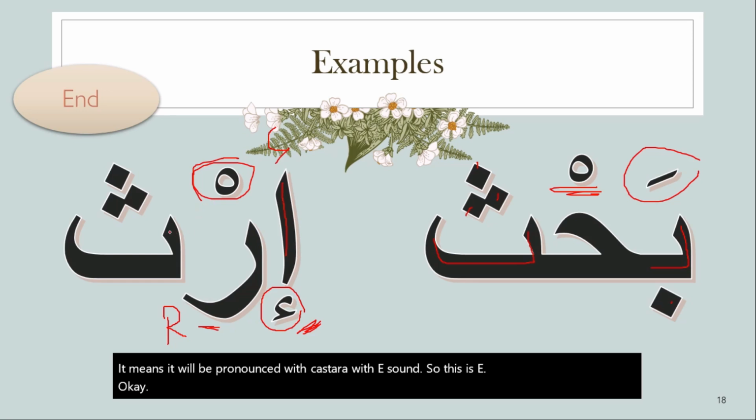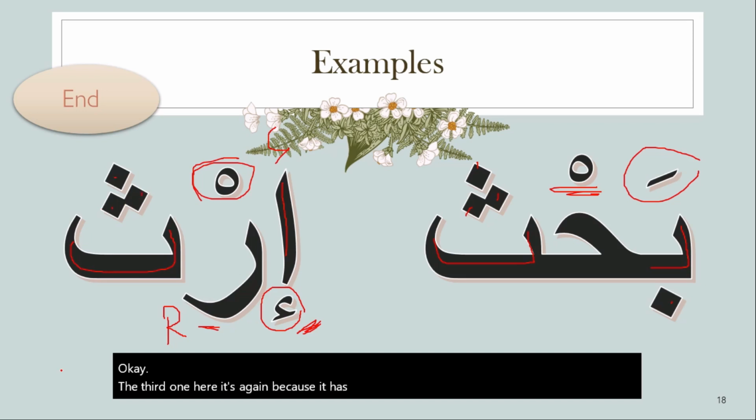The third one here is tha again, because it has 3 dots above. So this word here is irth, irth.